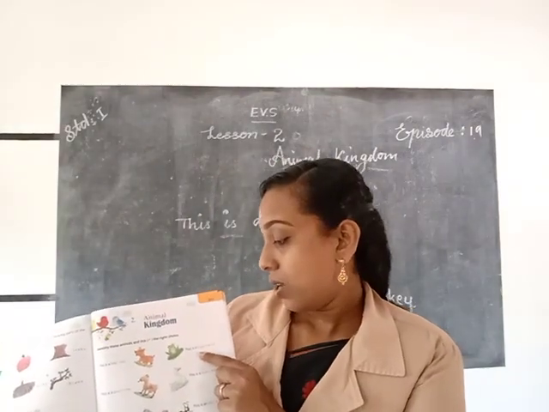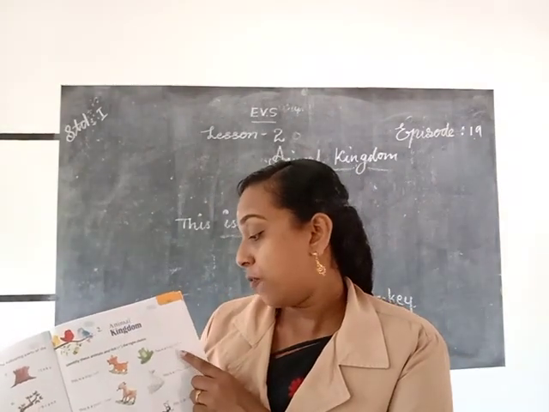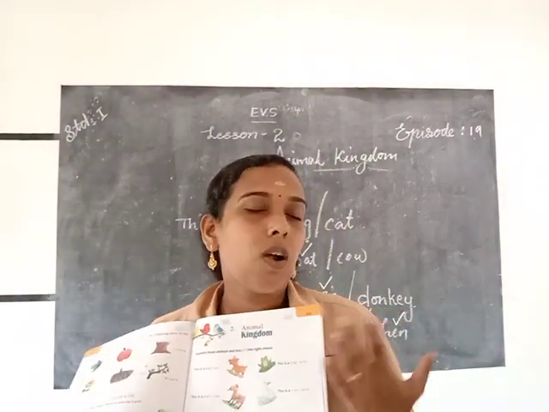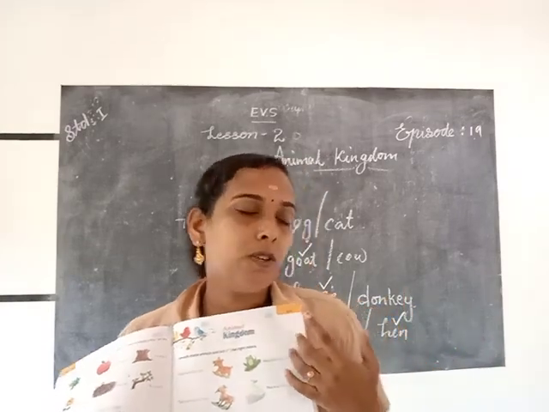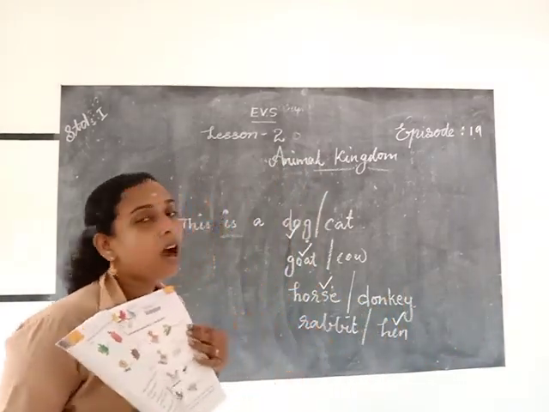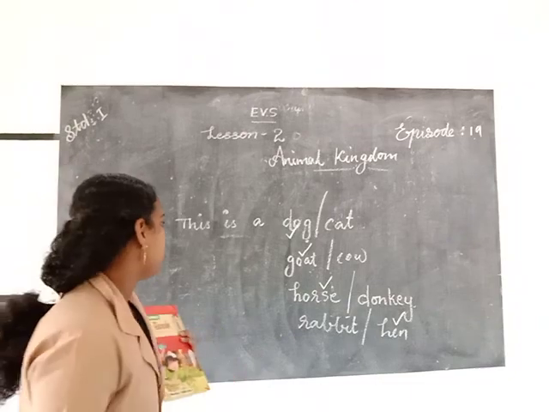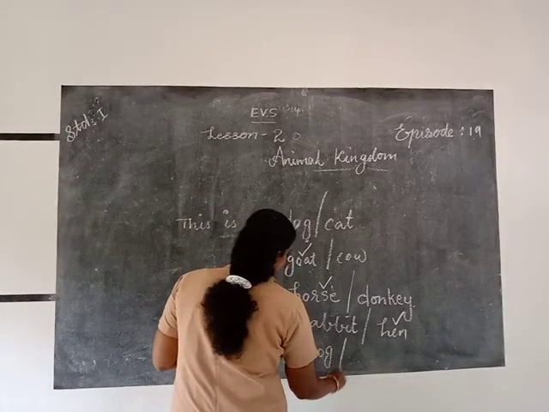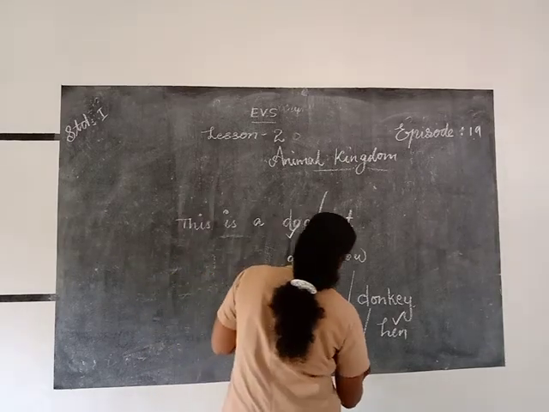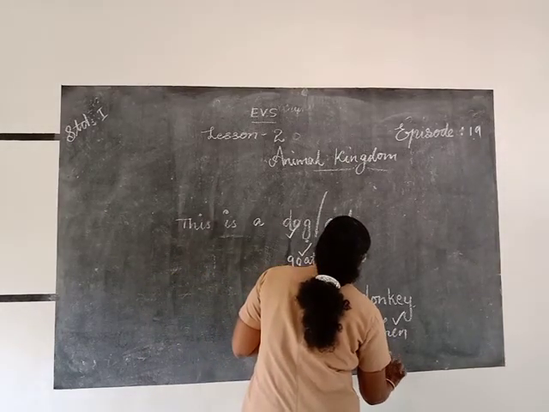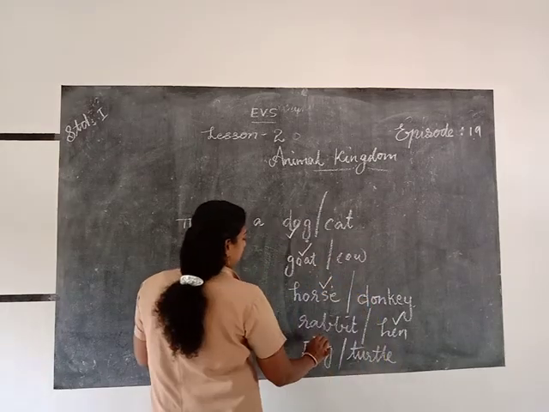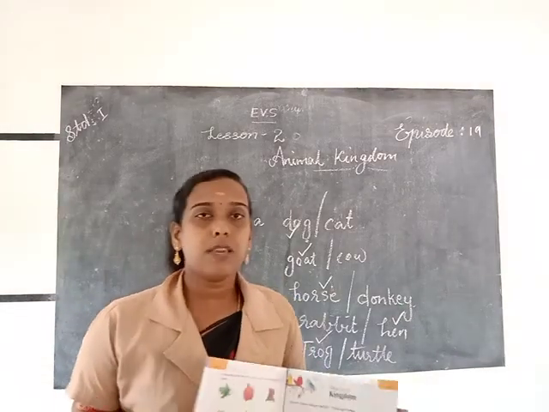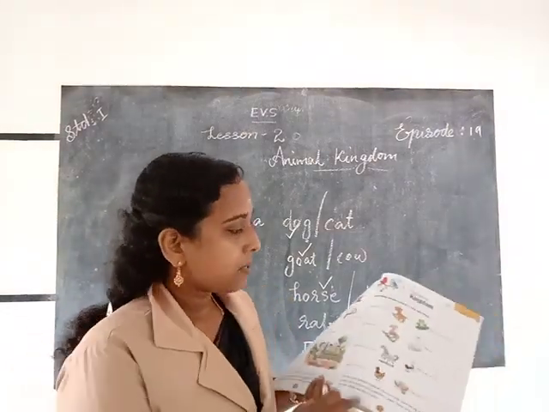This is a frog. The option is frog or turtle. This is a frog. It's not a turtle. So you take the option frog, F-R-O-G, frog. The correct option is frog. Then the next question.